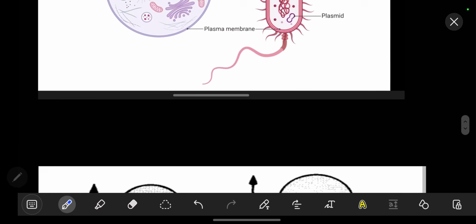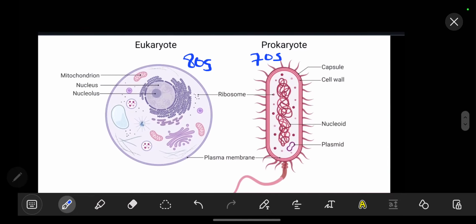Going back to our diagram, the other difference between the two is that prokaryotes mostly undergo asexual reproduction, while eukaryotes undergo both sexual and asexual reproduction. Examples of eukaryotes that can undergo asexual reproduction are fungi and plants. These can also undergo sexual reproduction. We also have amoeba. Amoeba is able to undergo asexual reproduction.